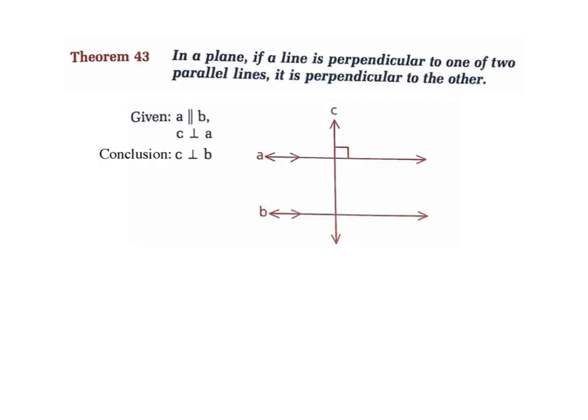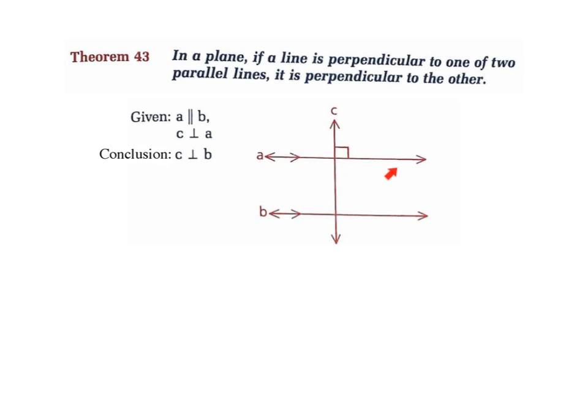Our next theorem is theorem 43. It says, in a plane, if a line is perpendicular to one of two other parallel lines, it is perpendicular to the other. So I have this diagram so that I can illustrate what's meant by the theorem.